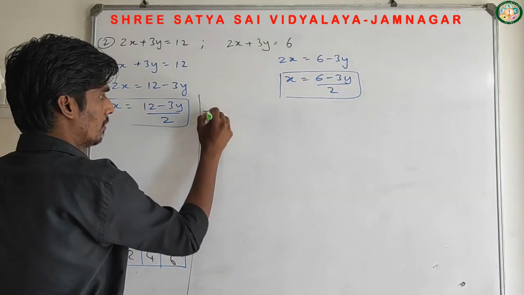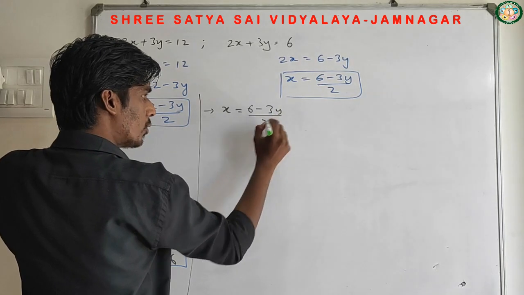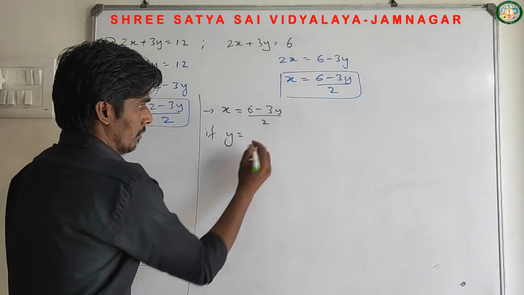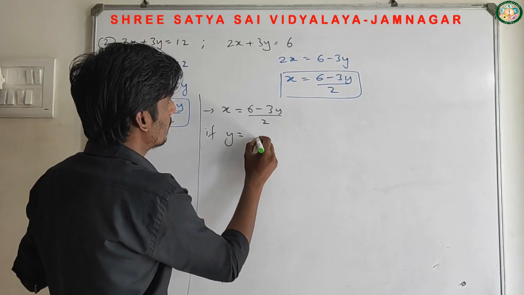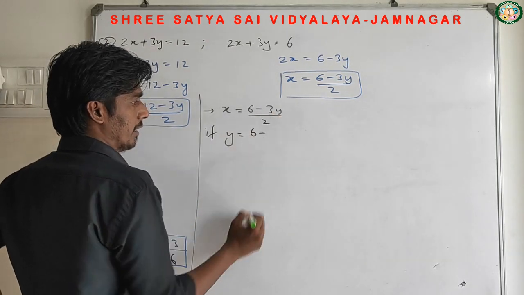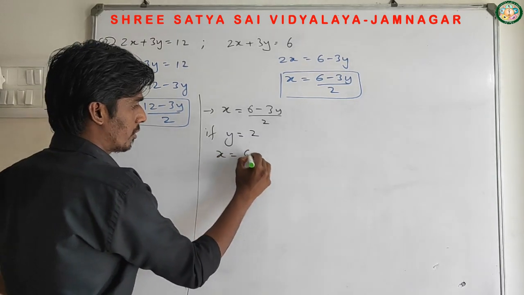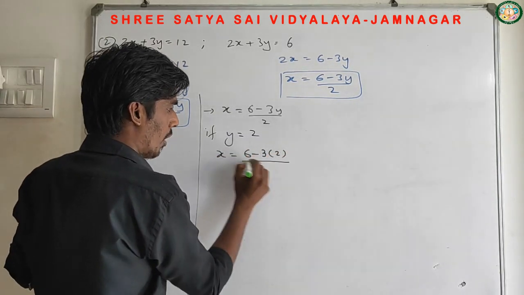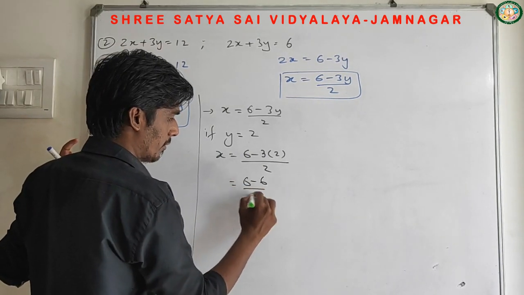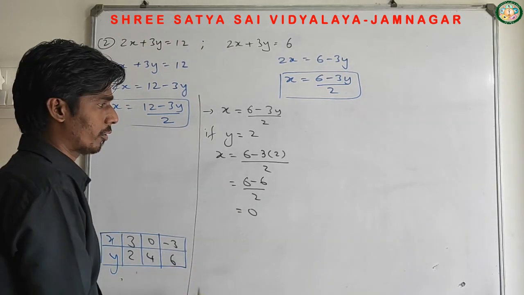Now for the second equation, again it's x equals 6 minus 3y upon 2. If y equals 2, take any other value here, it will be 6 minus, take here 2. So x equals 6 minus 3 into 2 upon 2. So 6 minus 3 twos are 6. 6 minus 6 is what? 0. Because 0 upon 2 is also 0.